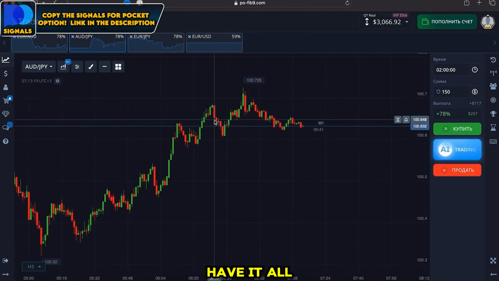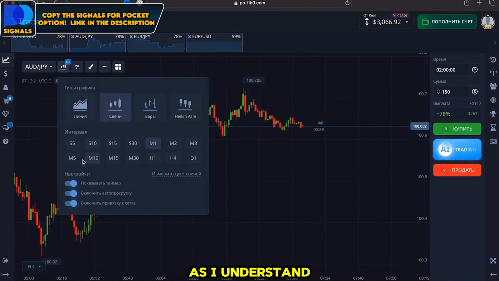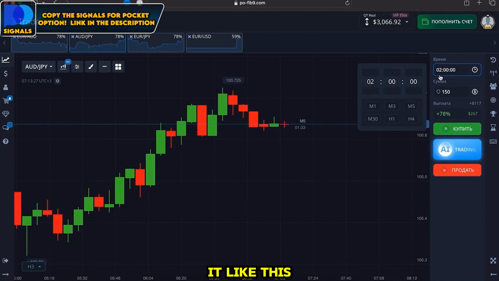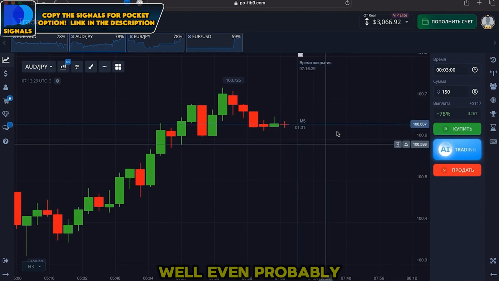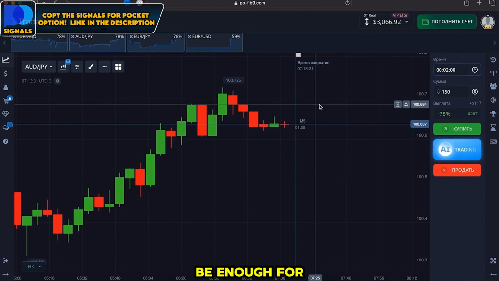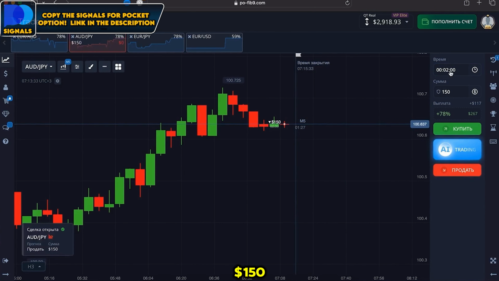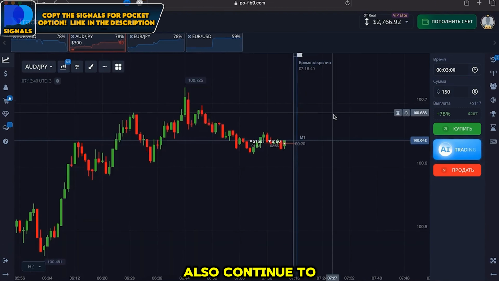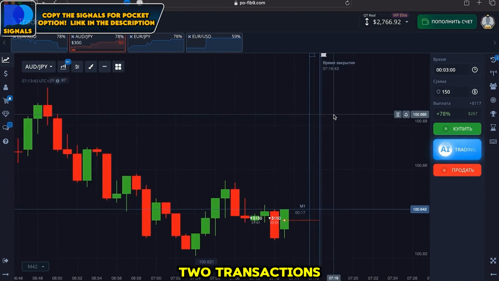What's going on here is the following picture. Well, as I have it all figured out in my head, as I understand everything here, we will have a small turn, most likely here. Therefore, we can even probably do it like this. Let's go here for, well, even probably 2 minutes will be enough for us. 2 minutes for a decrease of $150. For 3 minutes also for a decrease. I opened 2 such transactions, and we will now also continue to build on these 2 transactions.